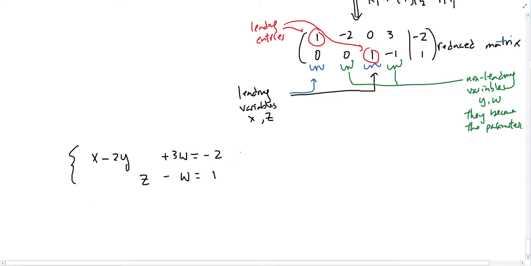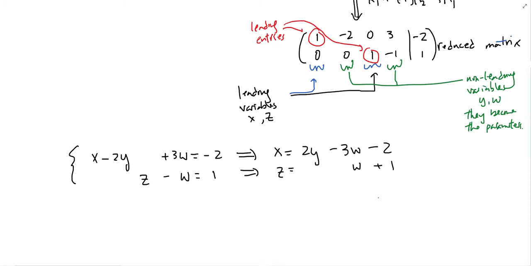So my first equation has the leading variable x. So I'm going to write that as x equals 2y minus 3w minus 2. My second equation, I'm going to do the leading variable z. z equals, line things up, w plus 1. Here comes the important step. What I want to do now is to set up my parameters. I'm going to let y equal parameter t1, w equal parameter t2.